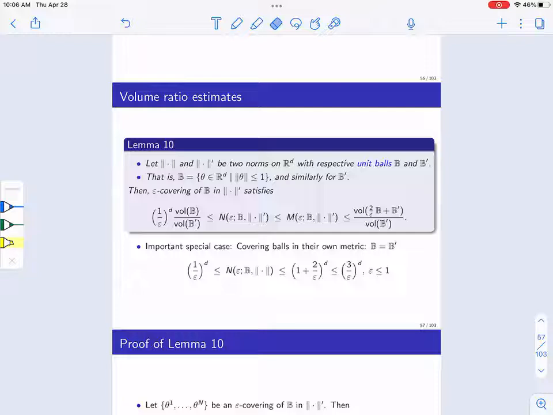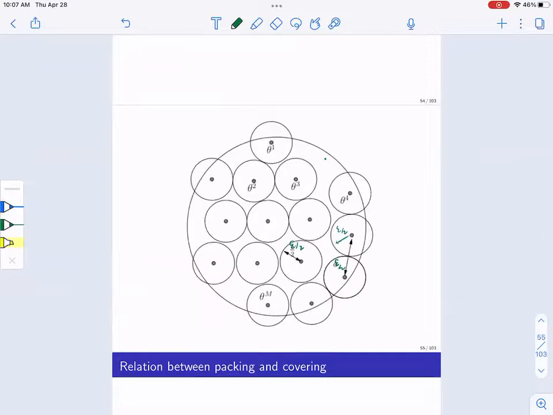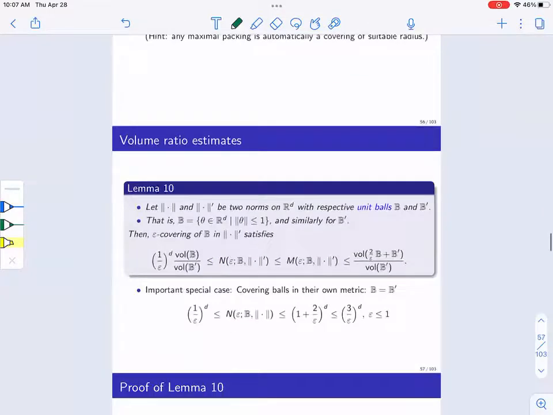And the packing number is bounded by this. The covering number is bounded below by that. So this gives you a nice estimate. So for example, if I do this for the balls in Euclidean space, let's say I'm going to use the same ball. It could be a Euclidean ball, or it could be any other ball in R^D. I take B prime to be the same. So I'm covering, for example, the circle in circles, or covering the cube in cubes.